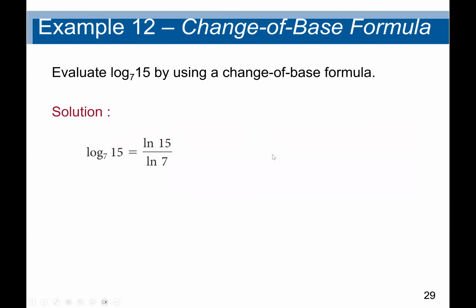So let's use this formula to solve this problem. We have log base 7 of 15. Evaluate log base 7 of 15. Now the base 7 is difficult to use in the calculator. It's not available. So I will change it to either natural log or base 10. So we decided to use natural log. So log base 7 of 15 is the same as saying natural log 15 divided by natural log 7. Then here, we can use our calculator to find natural log 15 and also natural log 7. Then we divide the two values, and this will be our solution.